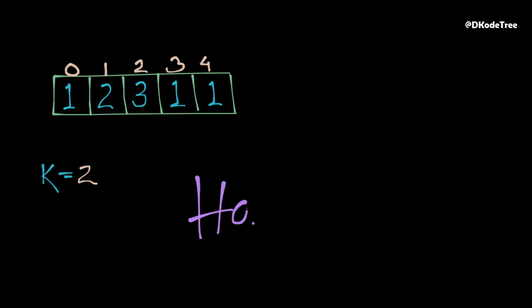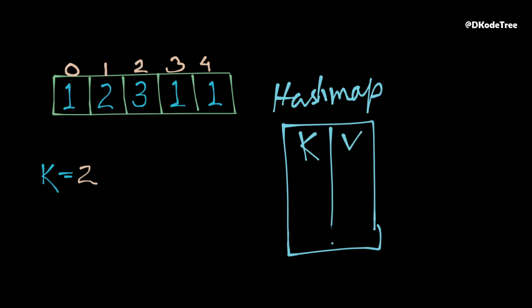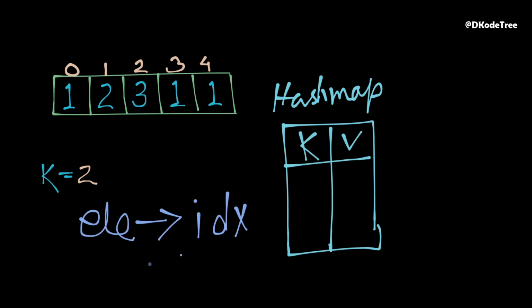One easy way to solve this problem is by using hashing. We can use a hash map to store the mapping of each element to its most recent index. Why the most recent index and not just any index will become very clear once I walk you through this example. So let's build the hash map as we go.